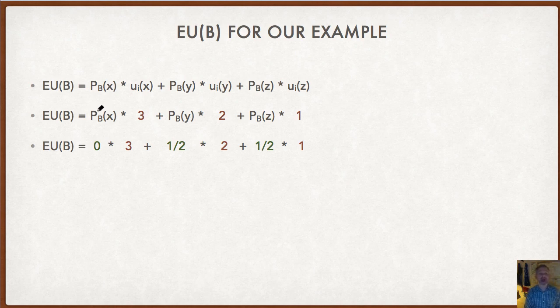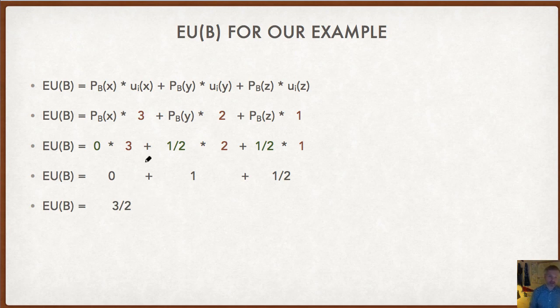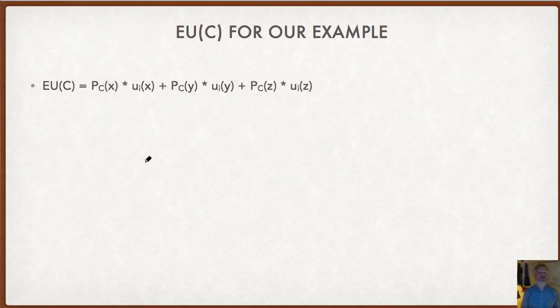The probability that action B led to outcome X was 0. The probability that action B led to outcome Y was 1/2. And the probability that action B led to outcome Z was 1/2. Again, now all we're left with is just some arithmetic. So we get 0 plus 1 plus 1/2, and the expected utility of action B is 3/2. All right, moving on to C.